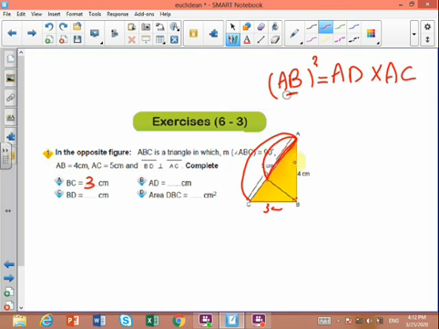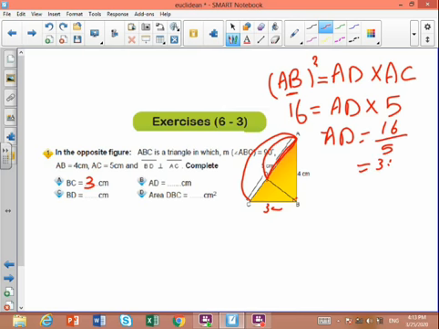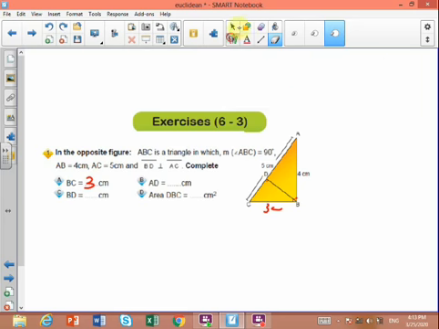Substitute AB equals 4. 4 square, 16. AD, I want it. AC given 5. So AD equals 16 divided by 5 equals 3.2 centimeter. Okay, so this part is 3.2. Now I can get DC: 5 minus 3.2 equals 1.8. So the small part, which is CD, is 1.8.